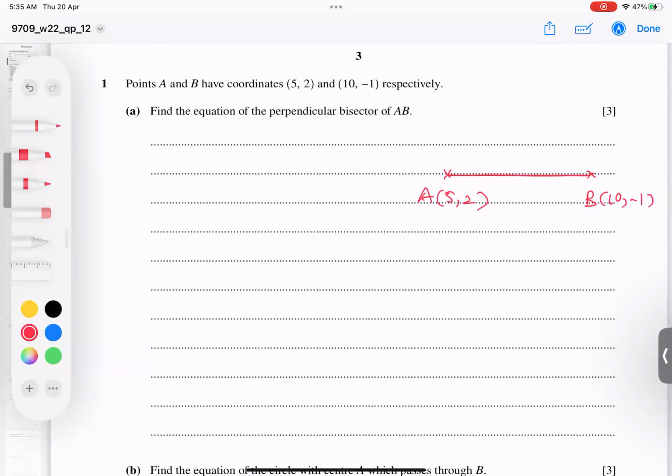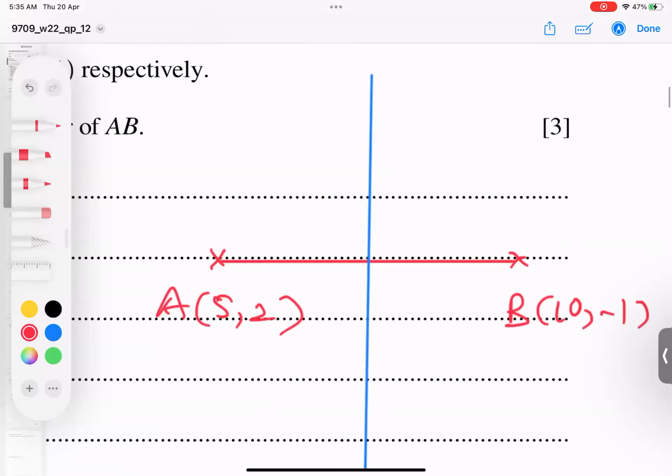This is a line, and I need a perpendicular bisector, which goes through the center and makes 90 degrees. So this blue line is called the perpendicular bisector. Why? Because this gap and this gap are equal, and this is 90 degrees. So this blue line's equation is my target, and this point is called M. M stands for midpoint.